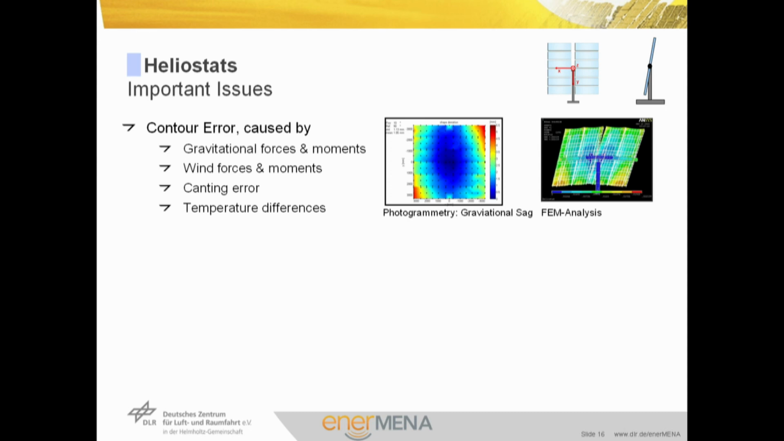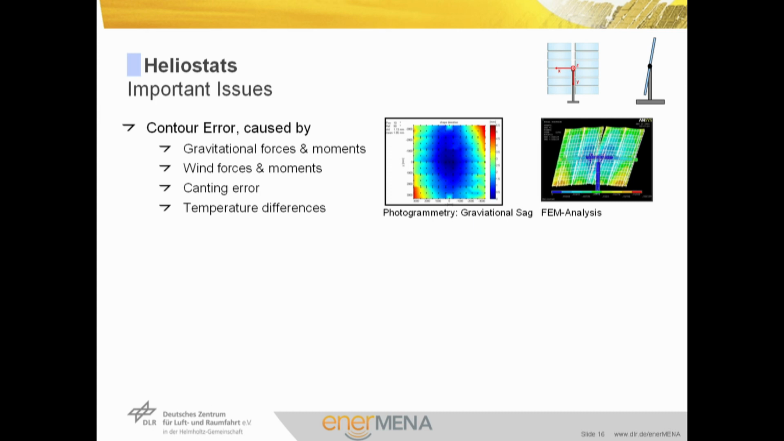Also, we can examine or study a heliostat by finite element analysis. This is the picture shown here. Also, the shape is influenced by wind forces or even the way we put the facets on the back structure. This is the so-called canting error. Also, temperature differences may cause a change in the shape of a heliostat.